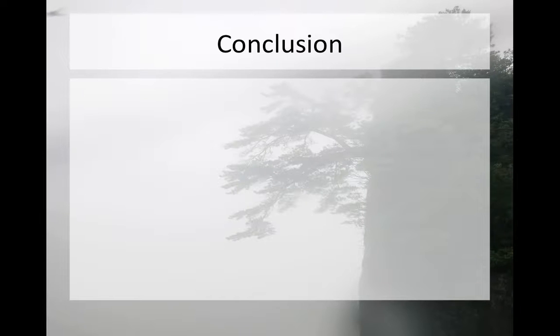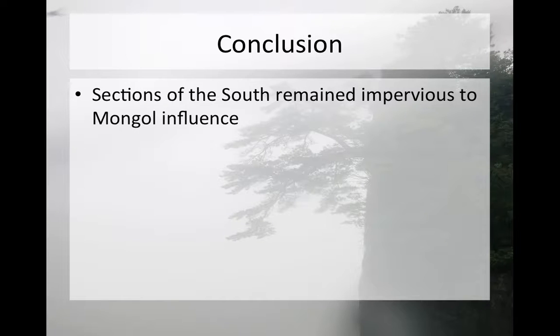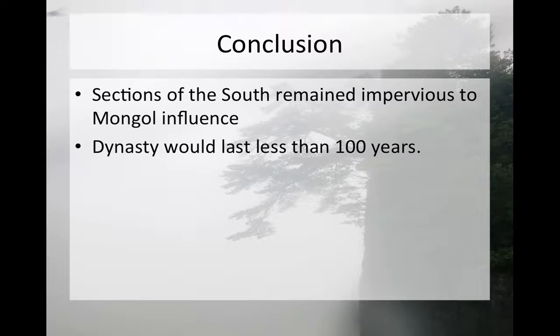The Mongols changed China, that goes without saying, but to conclude, there still remained a uniquely Chinese element that stayed intact in the south and was untouched by Mongol influence. This sect maintained its prior history, culture, language, and customs, and it would continue to shape China and its future. Now, despite the colossal size of the Yuan dynasty, it lasted for less than 100 years.